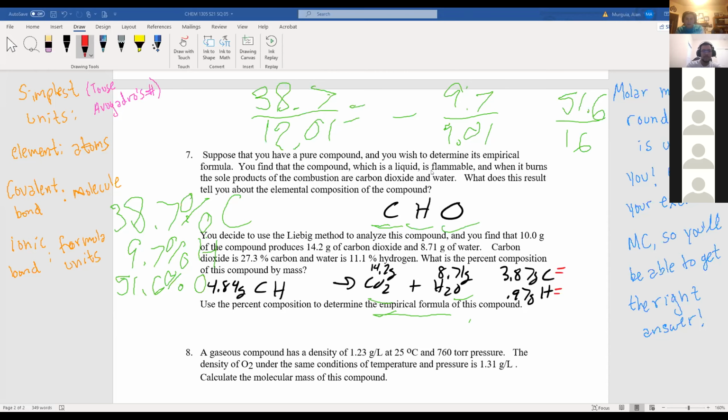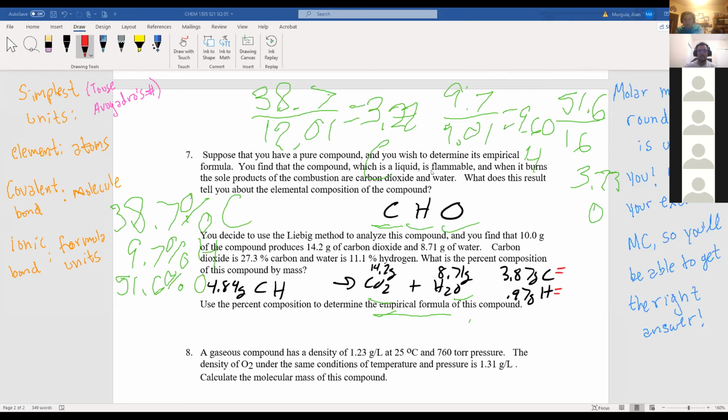Oh, I mean, how many moles? I got you. Yeah. 3.22. All right, so 3.22 for carbon, and then for hydrogen? 9.60. 9.60. And then for oxygen? 3.23. 3.23. Okay, so what would be the next thing to do in order to find the empirical formula?